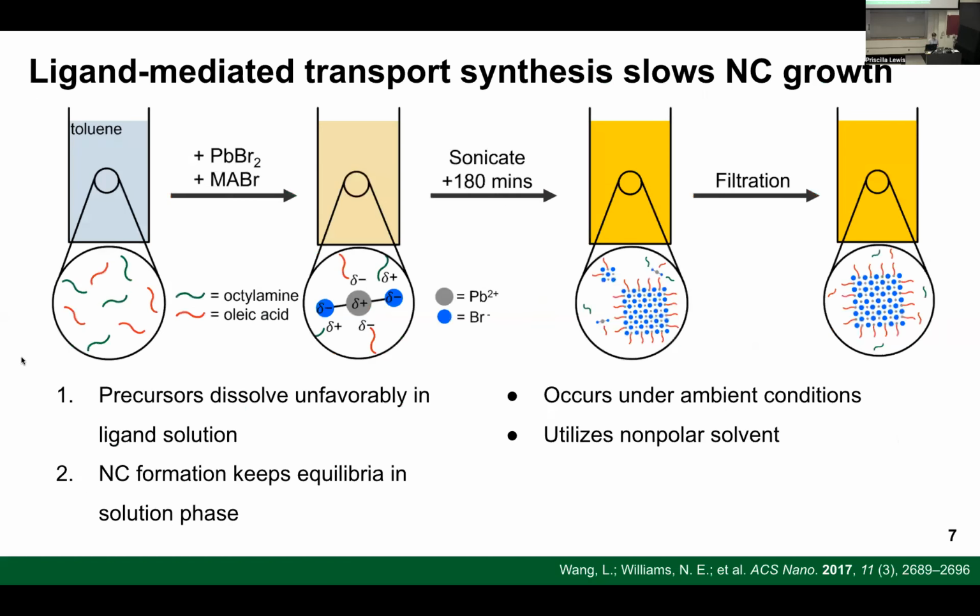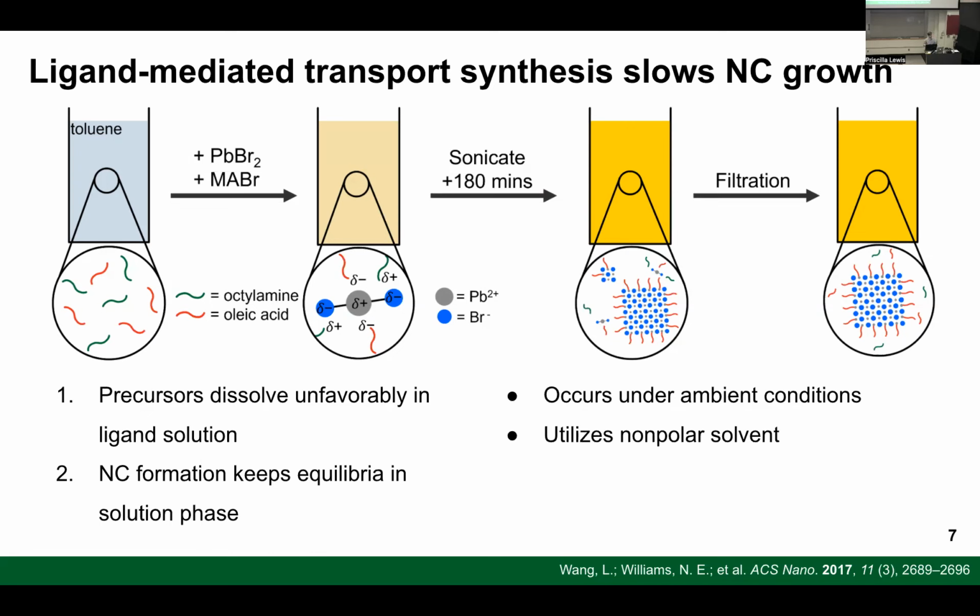So what we want as we investigate these mechanisms is some kind of synthesis that is slow enough to measure the growth of our nanocrystals, but long enough to use some kind of in situ spectroscopy. The synthesis that we use here in the Wong lab is this ligand-mediated transport synthesis. It was developed by researchers at the University of Chicago in 2017, and it's really great for us because it occurs under ambient conditions, and it utilizes this toluene nonpolar solvent. What's also great is that it occurs over 3 hours, but I'm going to get into that in just a second.